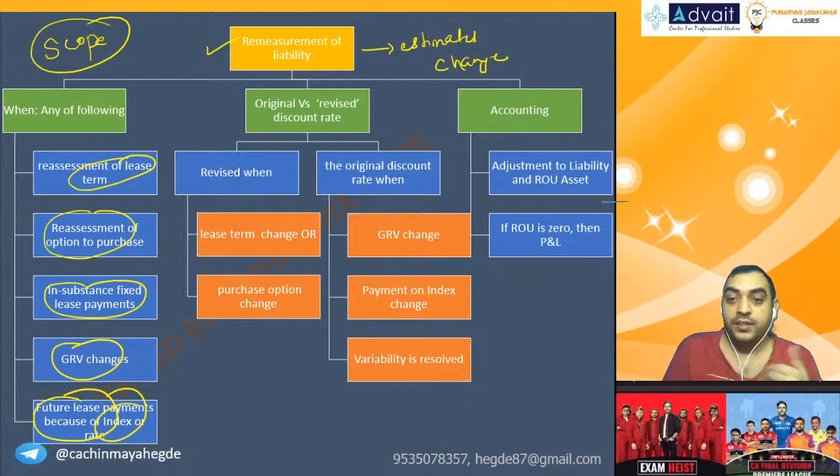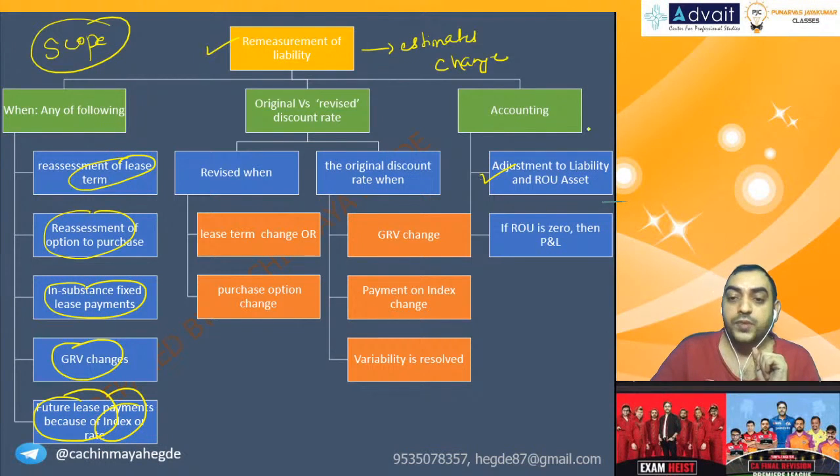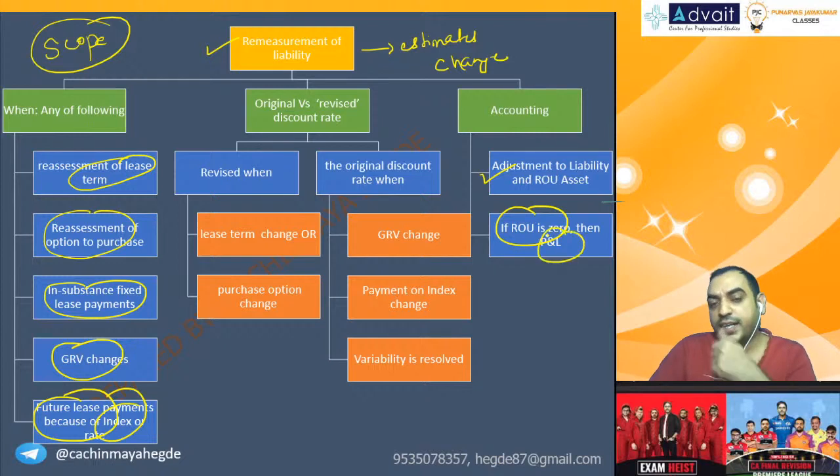Now remeasurement, once you do it, you will not take it to the P&L account. You will adjust the ROU asset and lease liability. If increased, the ROU asset is increased and lease liability increased. If decreased, the ROU asset decreased and lease liability decreased. Nothing to the P&L account. If the ROU asset is 0, if it is fully depreciated because of impairment, then you can take it to the P&L account. The change is because of remeasurement.